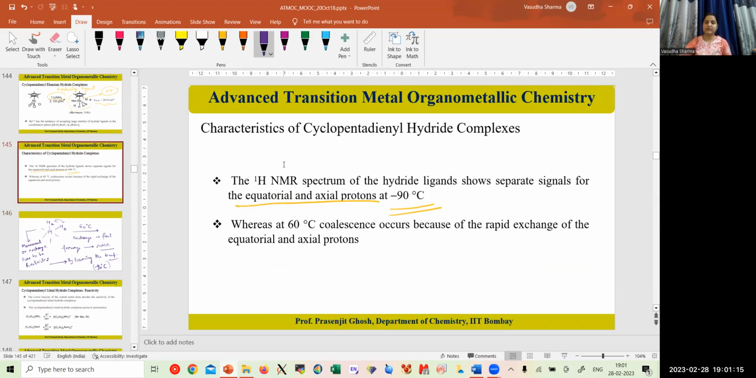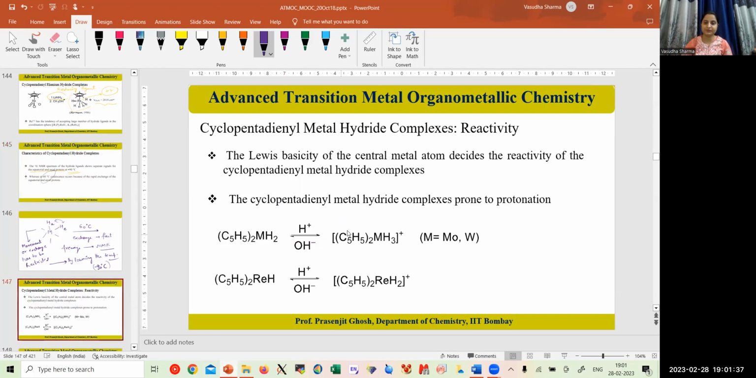That's why it is said that at -90 degrees we can get the two separate signals for equatorial as well as the axial protons. Whereas at room temperature or more than room temperature, the rapid exchange between these hydrides occurs, and therefore we could not be able to see which one is axial, which one is equatorial, and both will come at one position.